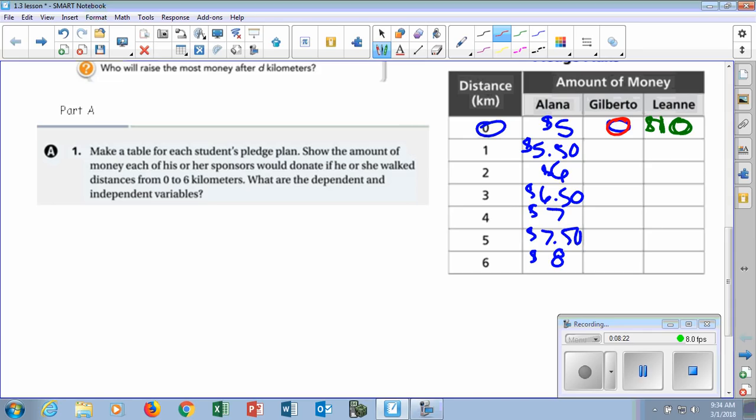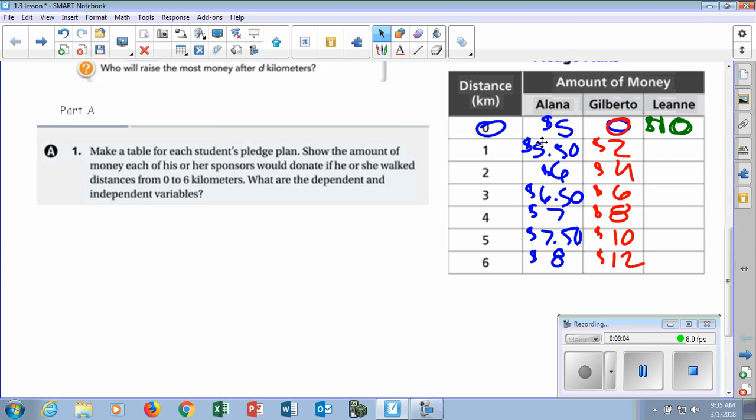Joey, help me out with Gilberto's. We know we have $0 at 0 kilometers. But what at 1 kilometer? $2. Okay. $4. And then what? 6. 8. 10. 12. All right, I see a nice pattern there. It looks like we're going up by 2s. In Gilberto's pledge, it says that Gilberto's sponsors will donate $2 per kilometer, which is why Joey saw that at 1 kilometer, they'll give 2. At 2, they'll give 4. It's going up by 2s because that was their agreement.